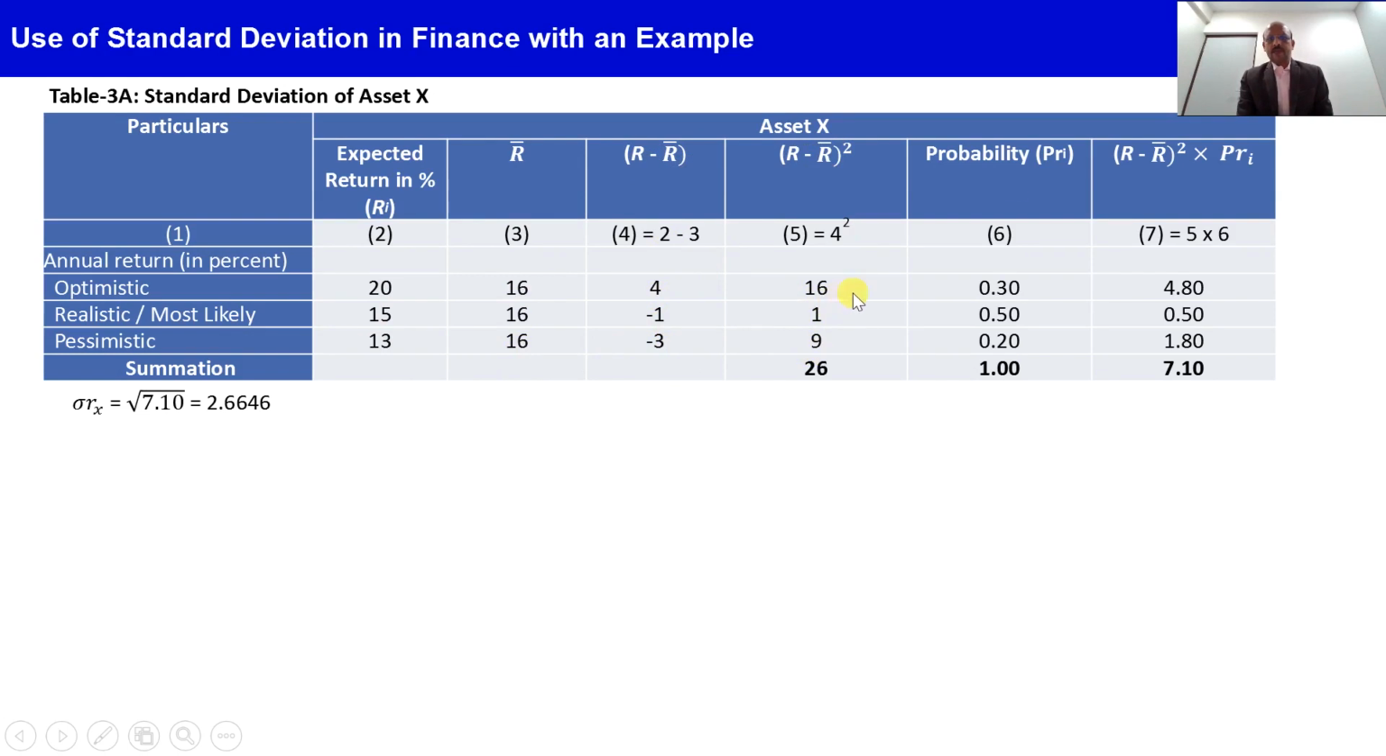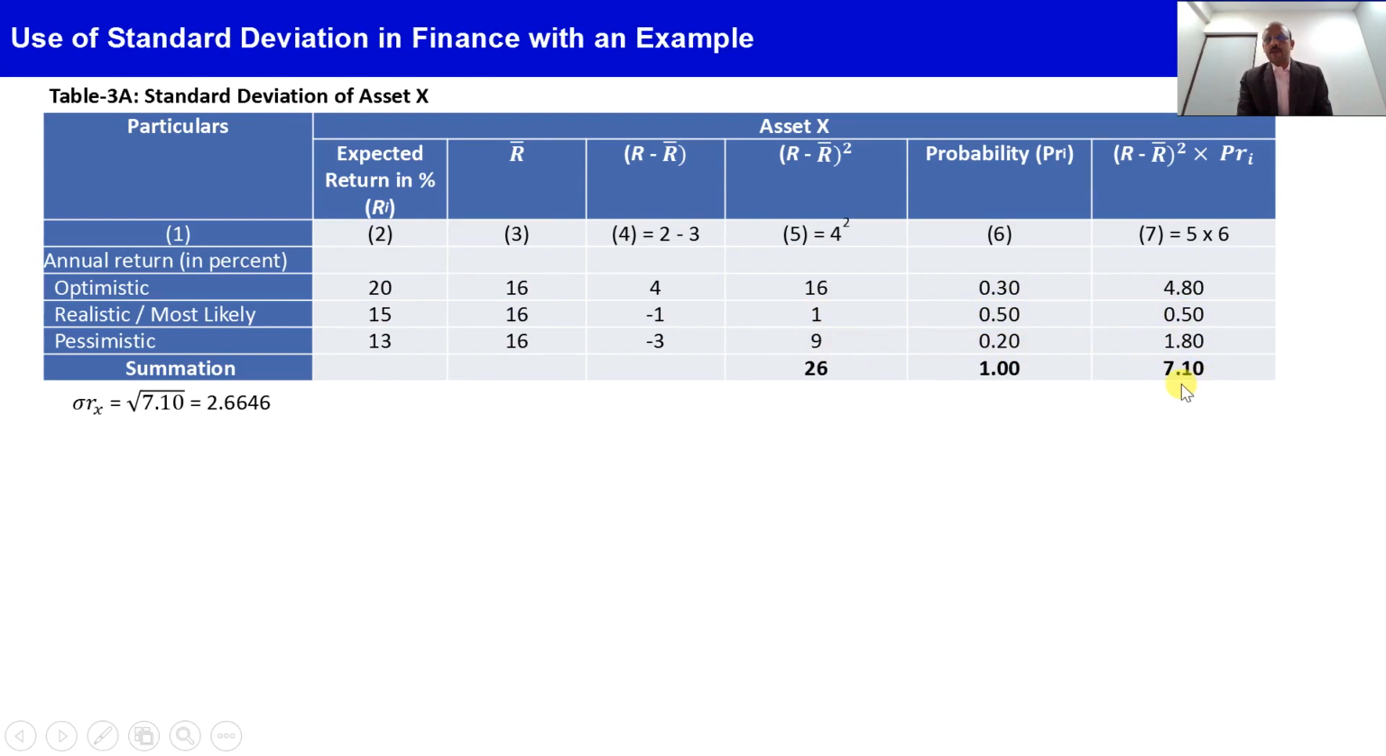The next step, we multiply this (R minus R bar) squared with the respective probability. So assume the probability of the optimistic outlook is 30%, probability of the realistic outlook is 50%, and probability of the pessimistic outlook is, let's say, 20%. So 16 times 0.3 comes to 4.8. 1 times 0.5 becomes 0.5, and 9 times 0.2 becomes 1.8.